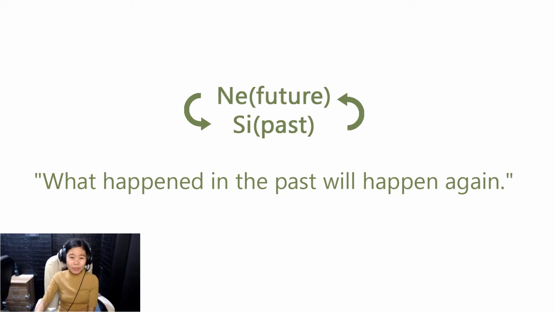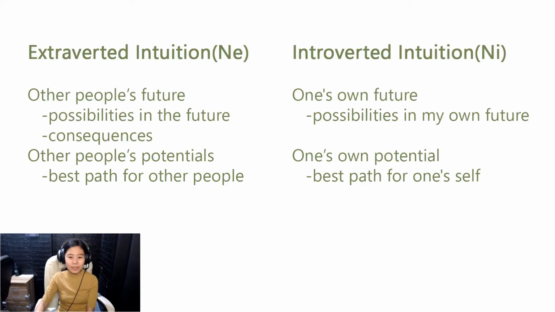So, dahil very aware sila, very focused sila sa future, very aware din sila sa mga consequences. So, pag merong isang tao na who talks about consequences or pag ito ginawa natin, ito ang mangyayari, ganyan, there's a high chance na NESI user sila. So, on the other hand, yung mga NI user naman, pareho silang it's about the future, pero kung yung NE user, it's about other people, yung NI user, it's about their own future.